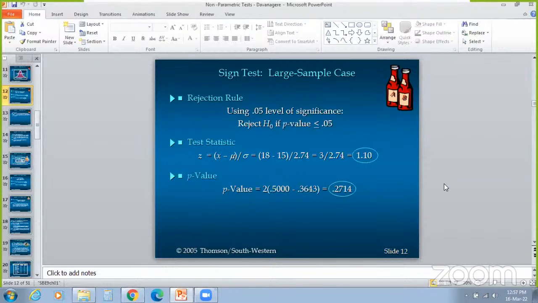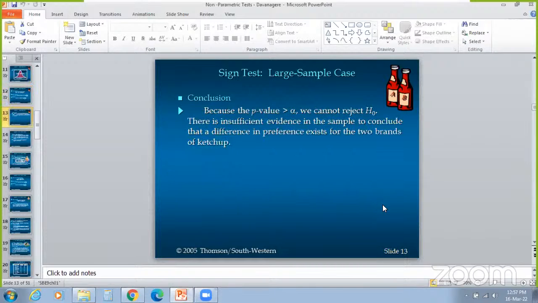Then the conclusion: you are testing the hypothesis at the 5% level, but the probability value is 27%. Since it is greater than your level of significance, you cannot reject your null hypothesis. In other words, the usual hypothesis testing procedure also follows in the case of the sign test for a large sample. Here the probability value is 0.27, but the chosen level of significance is 0.05. Hence, your probability value is greater than your chosen alpha of 5%. Even at 10%, we cannot reject your null hypothesis.